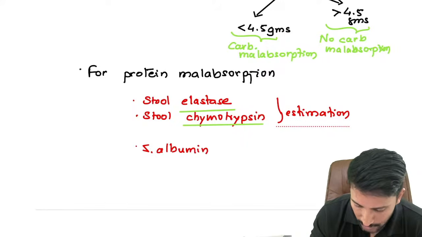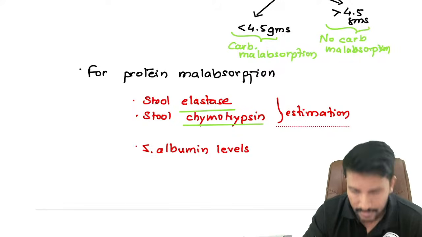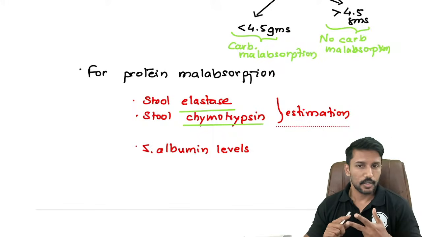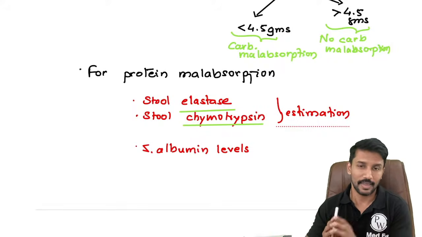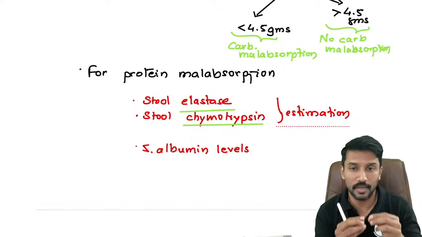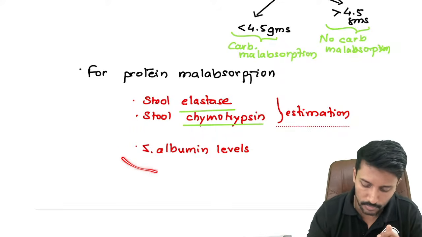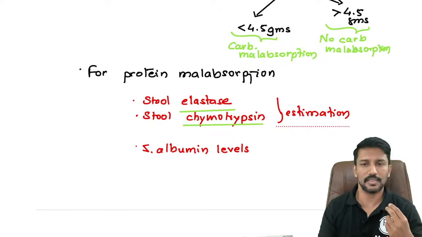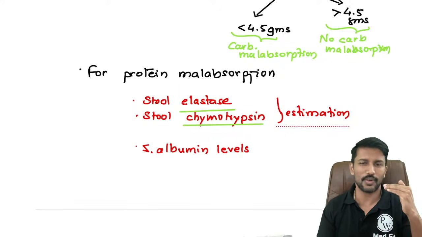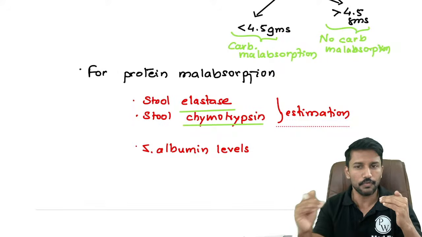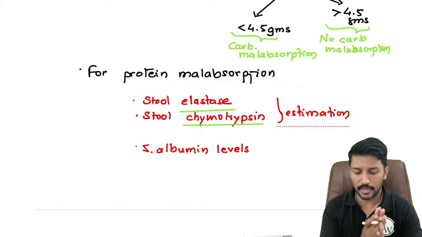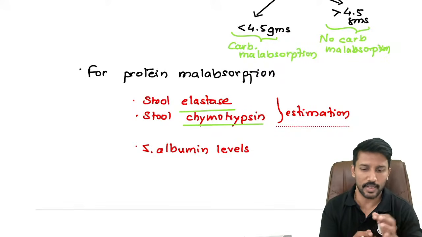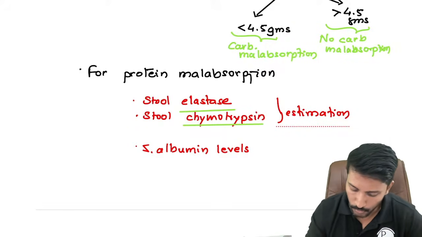Serum albumin levels, but we have to always keep in mind that there can be a protein-losing nephropathy, like nephrotic syndrome or nephritic syndrome, where protein loss may be happening, and even liver disorders where albumin production may be less. So that's why it's not the most reliable marker, but it can be taken as an initial screening tool. If albumin is low, you can think that it may be a case of protein malabsorption. But most importantly, for establishing the diagnosis of protein malabsorption, we have to estimate the stool elastase or chymotrypsin.